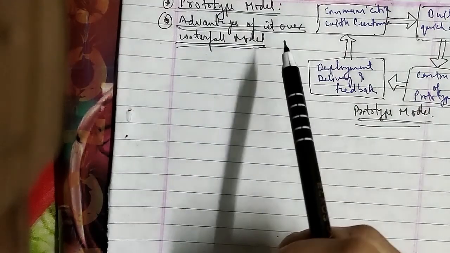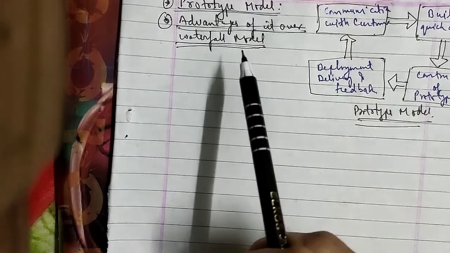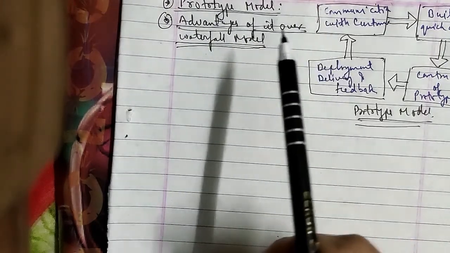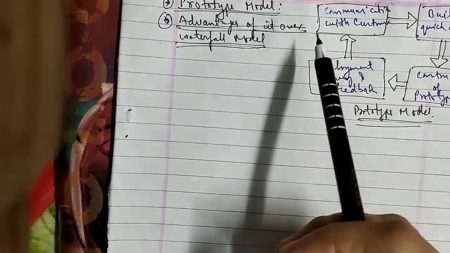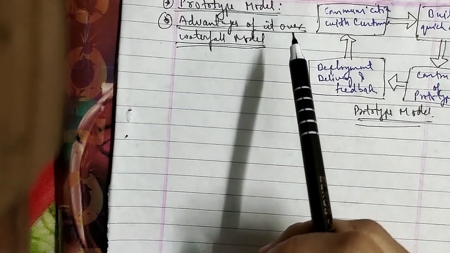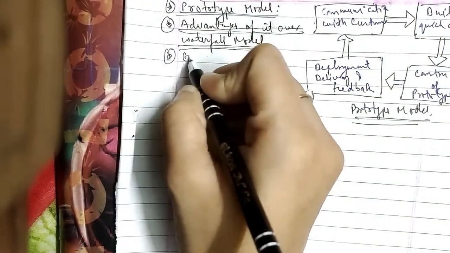Now we will go ahead with the other question: why are evolutionary models considered by many to be the best approach to software development in the modern context? This has been asked for 5 marks. In the same way, we'll talk about the evolutionary model.